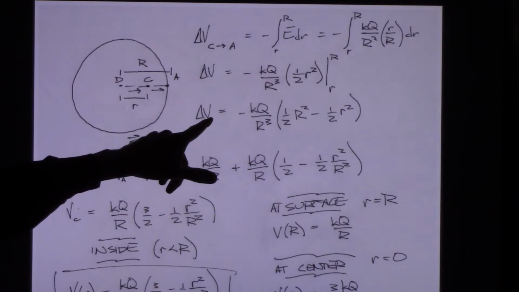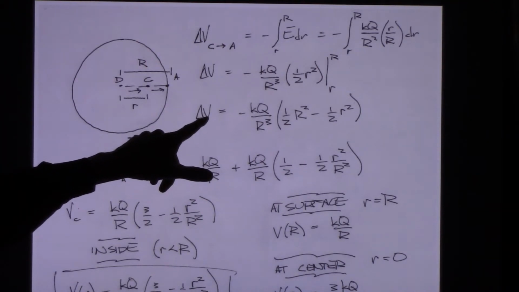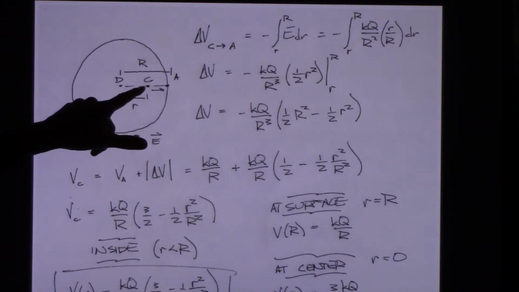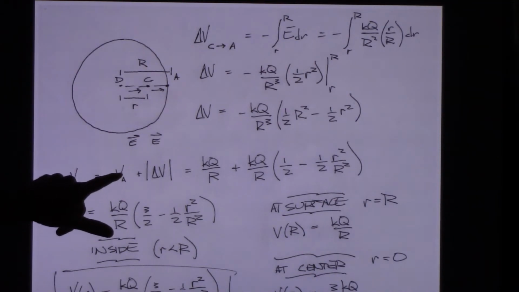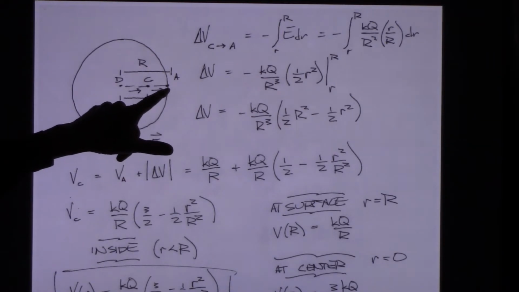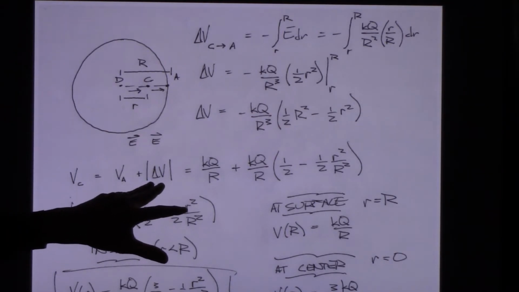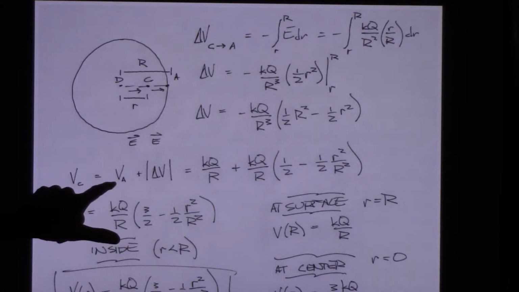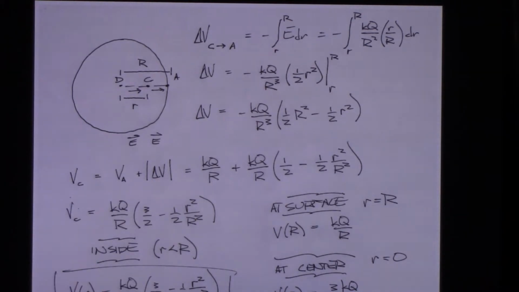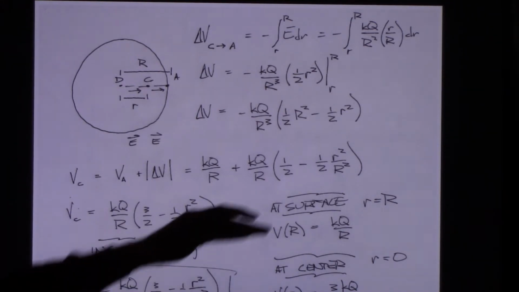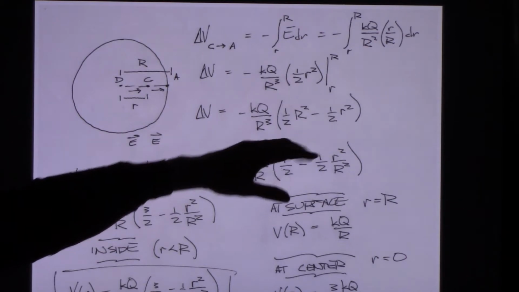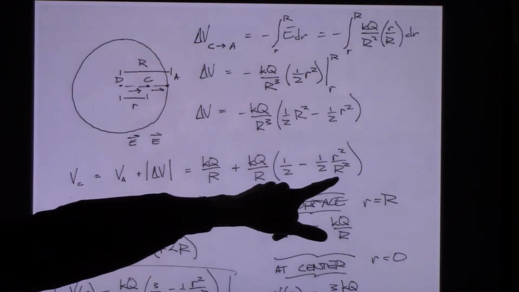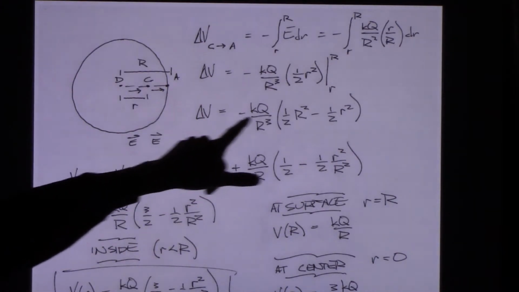So I took this delta V that I calculated here, which was negative, and what I said was the potential at point C can be determined by taking the potential at the surface and then adding on the magnitude of delta V. So at the surface, we determined that the electric potential at that point was kq over big R. And now I have to add this amount on, the kq over R. I factored out some big R's here, I moved some things around, and ended up with this expression.